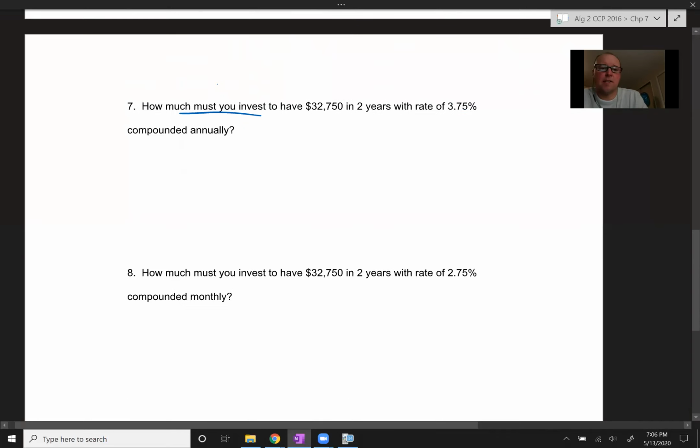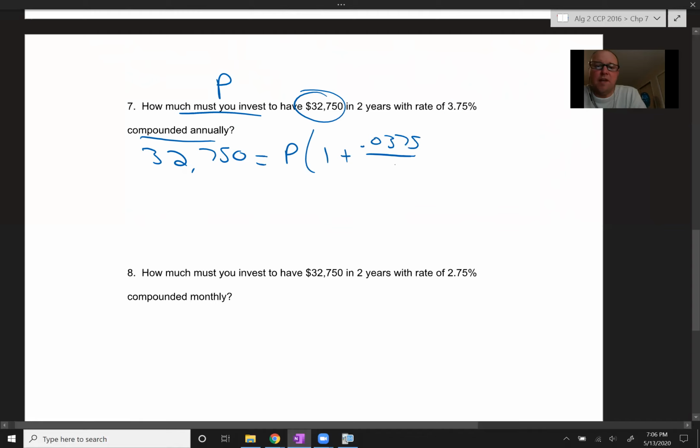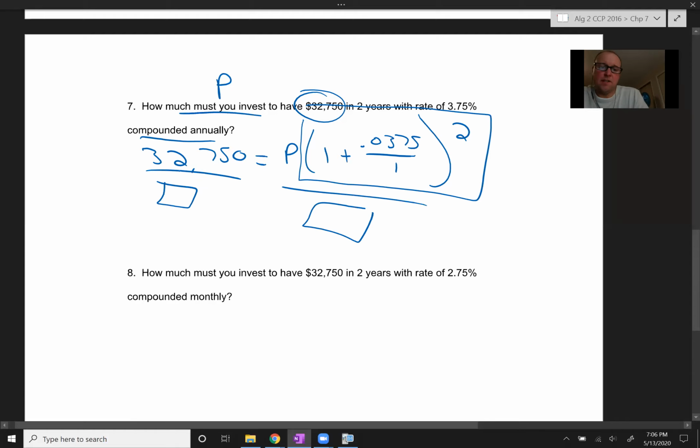Okay, so this is asking what's P to have, so I want to have $32,750 in 2 years with a rate compounded annually. Okay, so I want to find out what's the principal. I got 1 plus 0.0375 annually is once. So I want to have this in 2 years. So this is what we're going to solve. So we're going to work through everything in this block right here, and then we're going to divide by that number. That's going to tell you how much money you need to invest.